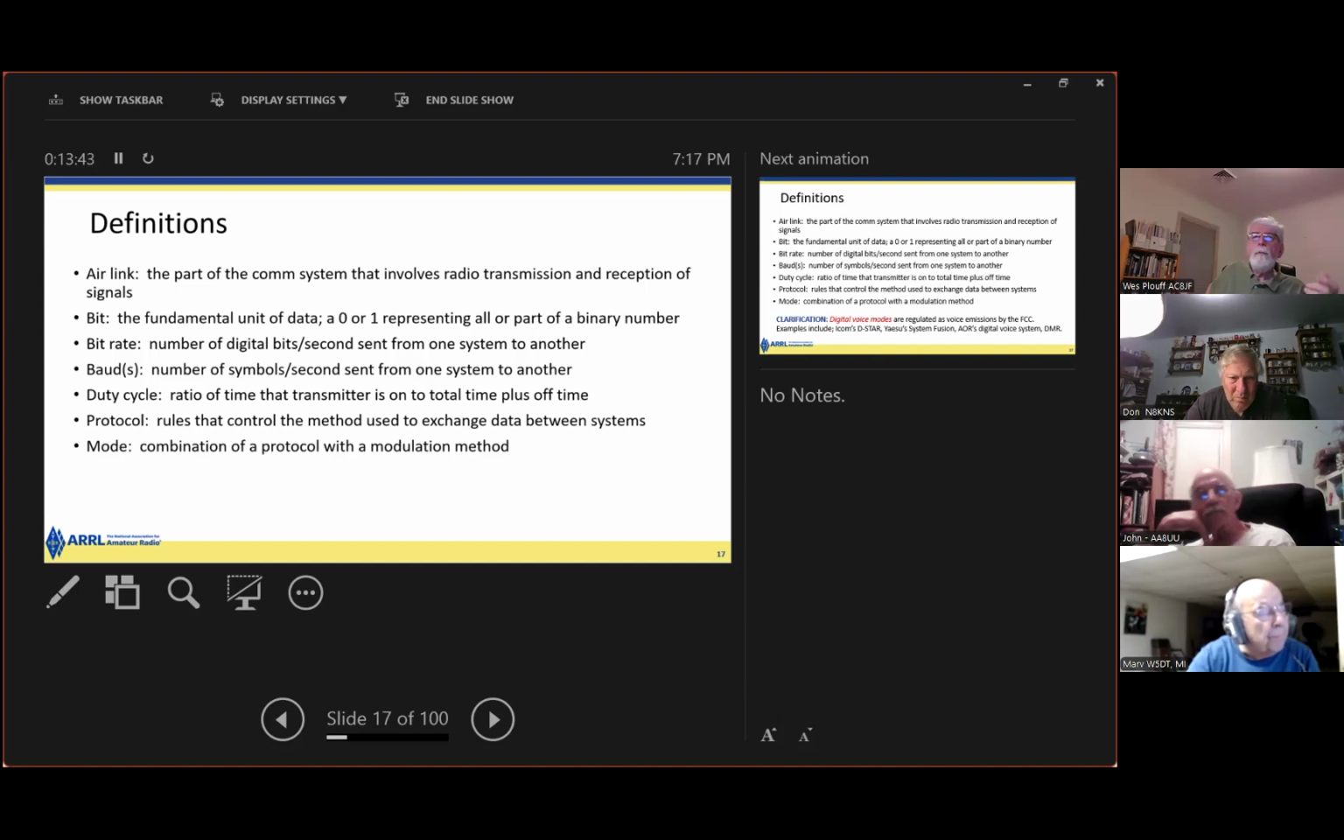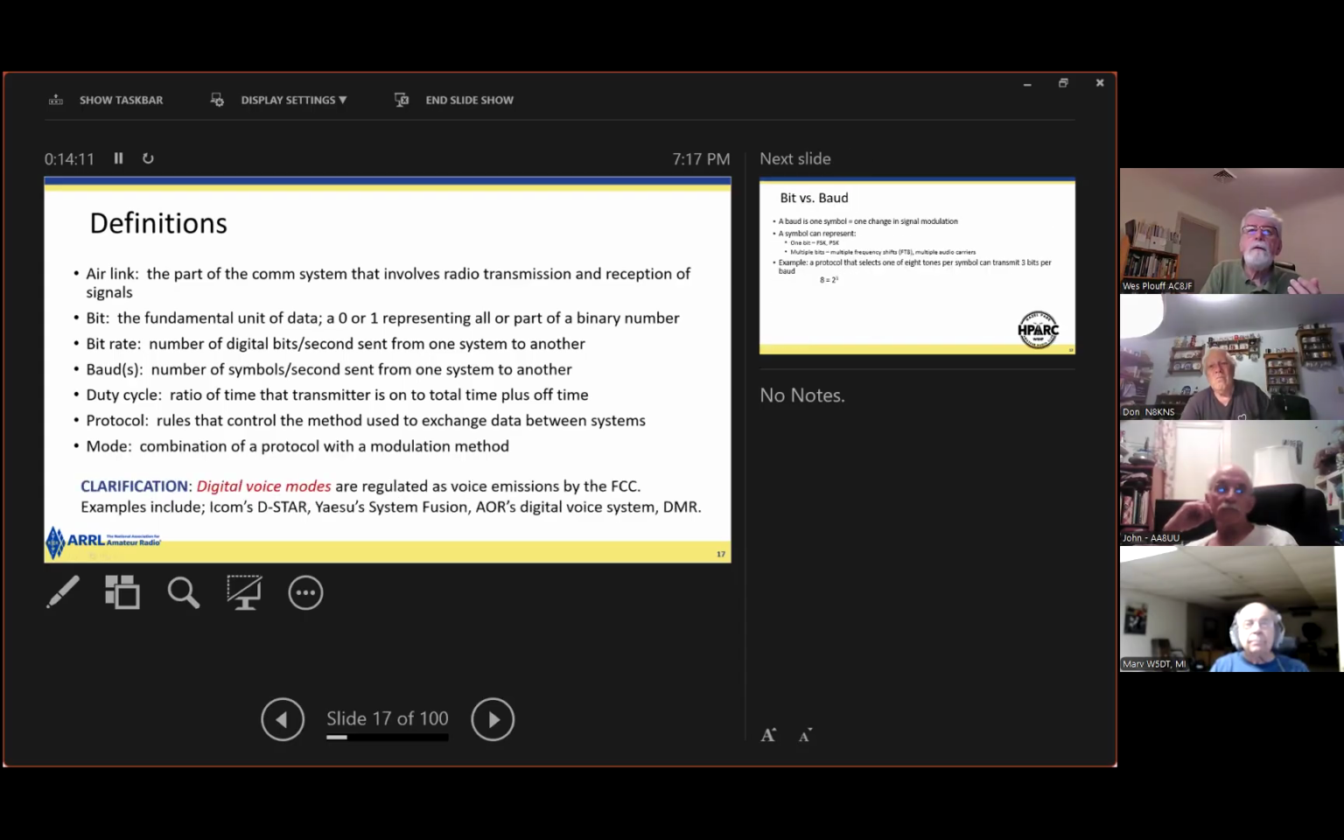A protocol is how data is encoded. It's a set of rules that controls how data is exchanged between systems. But a mode is a combination of a protocol with a modulation method. In other words, how do the bits get onto the radio signal, and how are they demodulated from the radio signal?